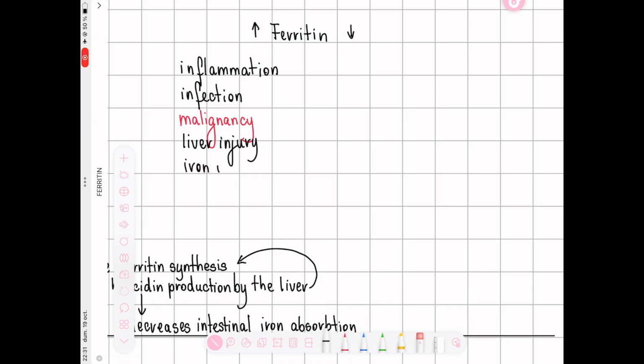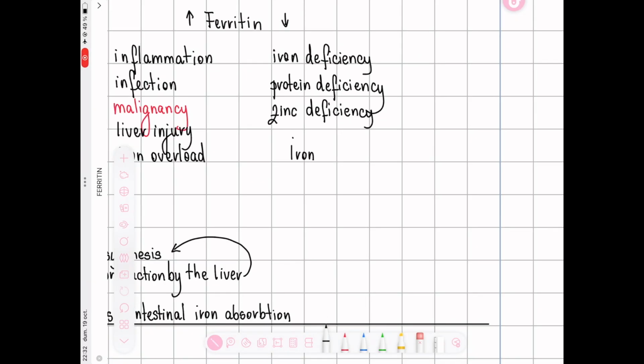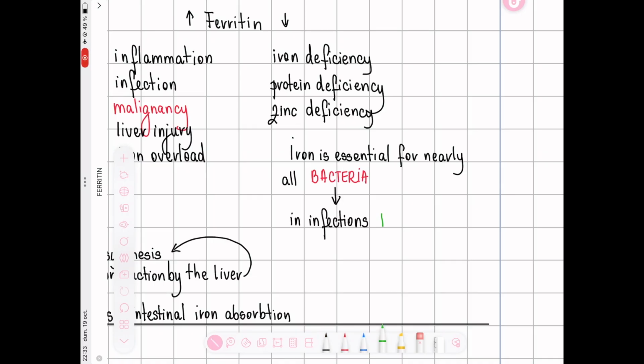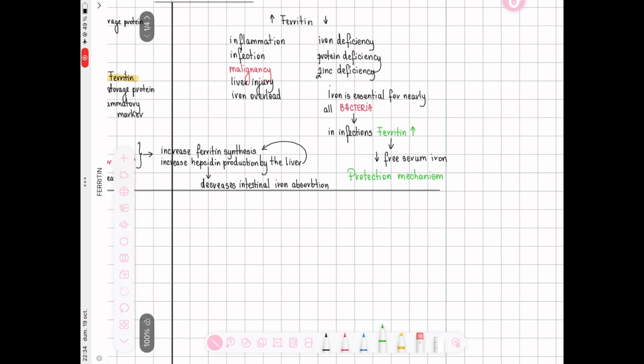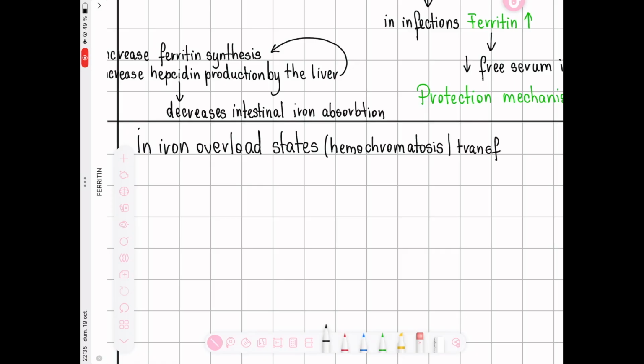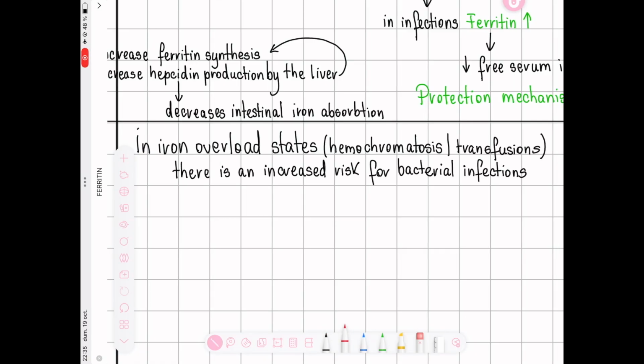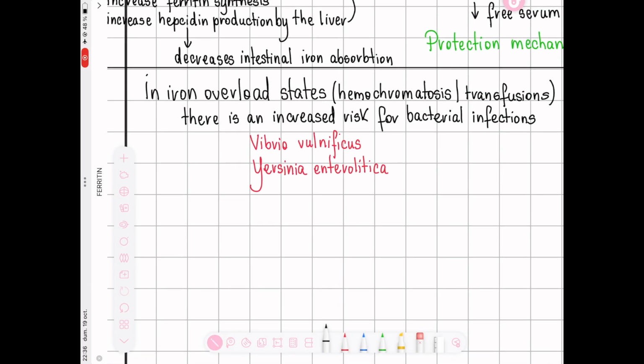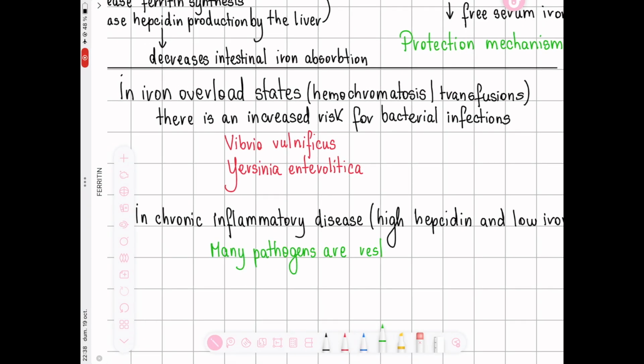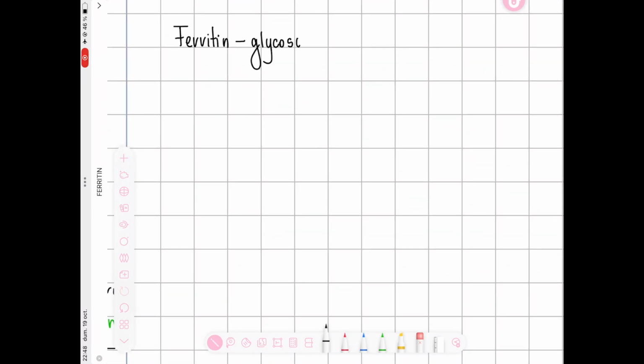Iron is an essential element for nearly all bacteria to thrive. So in infections, ferritin, which is the deposit form of iron, increases, macrophages sequester iron and do not release it in the circulation, and as a result, serum iron decreases. This represents an innate protection mechanism against infections. Conversely, in states of iron overload, there is an increased susceptibility to bacterial infections, particularly those caused by Vibrio vulnificus and Yersinia enterocolitica. Following the same reasoning, in chronic inflammatory conditions, many pathogens are restricted by the resulting iron deficiency.